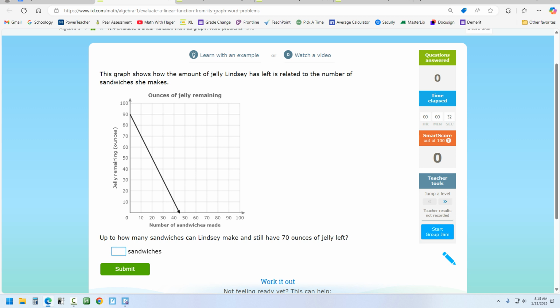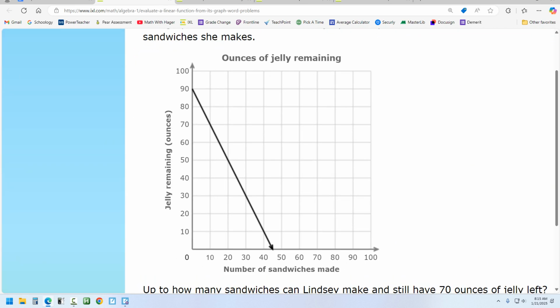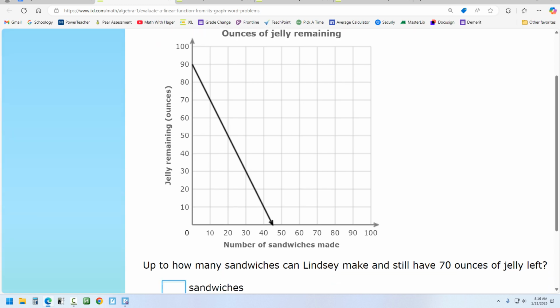Okay. So what I would do is, they're asking you for 70 ounces of jelly. So look on the y-axis, because that's where they describe the amount of jelly. Go to 70, and then go to the right and see where it hits the line, and then go straight down. So what does it look like? How many sandwiches can she make, and she'll still have at least 70 ounces of jelly left?